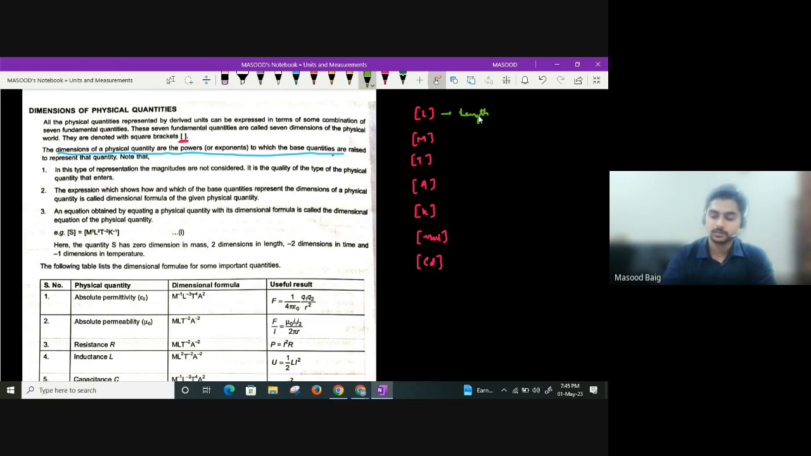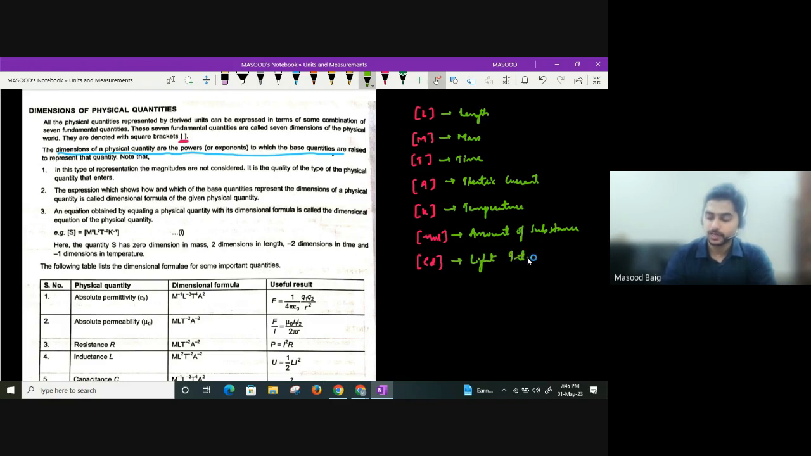These are dimensions of length, these are dimensions of mass, dimensions of time, dimensions of electric current. In the same manner, we have dimensions of temperature, then amount of substance, as well as light intensity, or luminous intensity as we call it. We have amount of substance and luminous intensity, or light intensity we can consider.